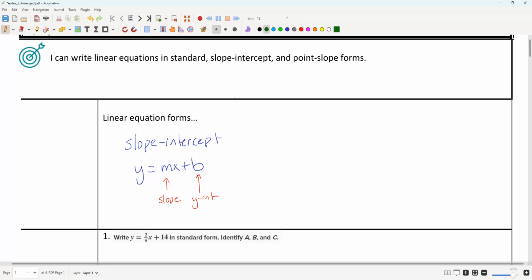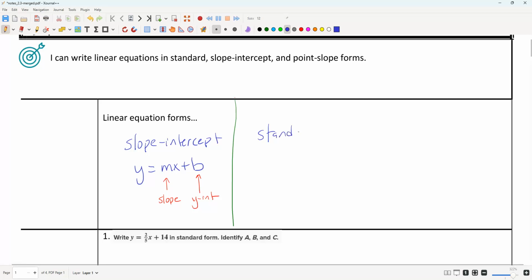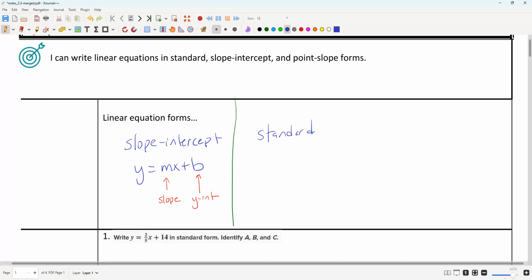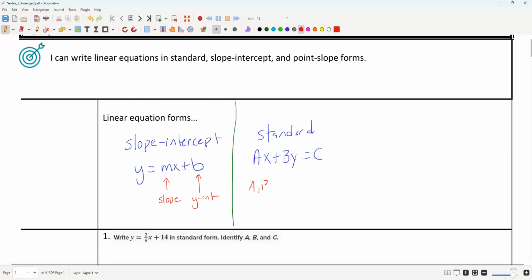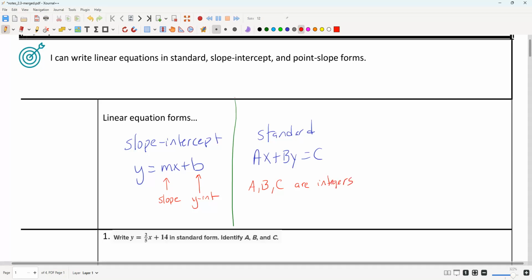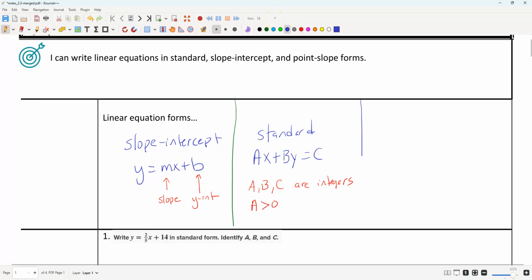Another form is standard form, and that is when we have ax plus by equals c. In this case, A, B, and C are integers, which means they have no fractional part. There's no decimal to them. They're all whole numbers. On top of that, A has to be positive, so A has got to be greater than 0. So that's standard form.